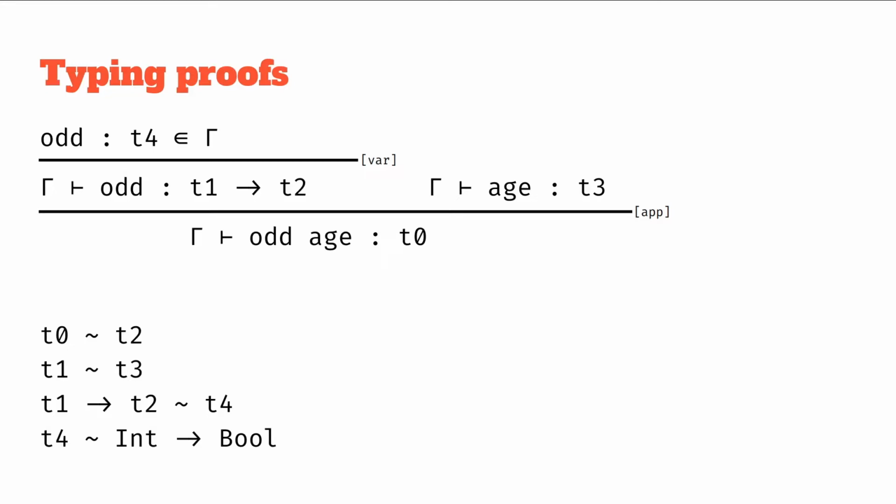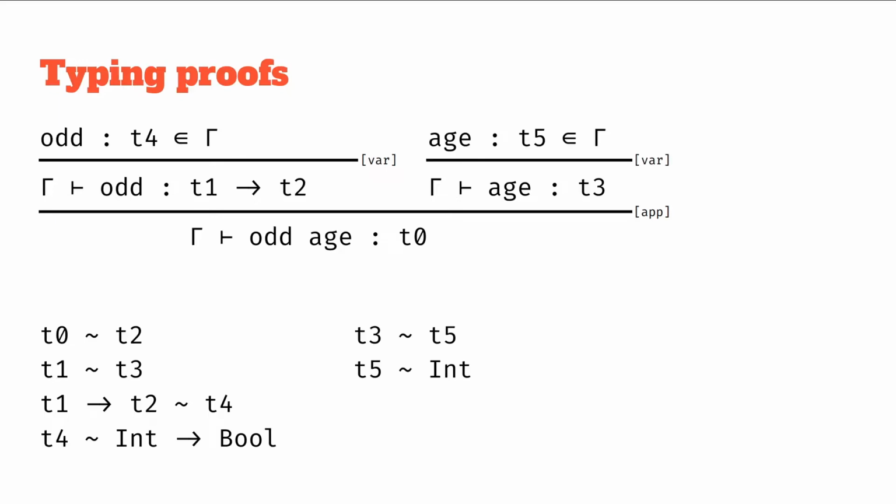Okay. And moving on to the right-hand side, we've got from the context gamma, it follows that age is type t3. We can do the same thing where we have a var rule here. We can say, well, age has this new type t5. If we look in the context, t5 should unify with int. And also based on the var rule, well, t5 should unify with t3.